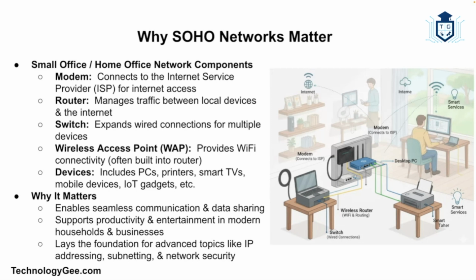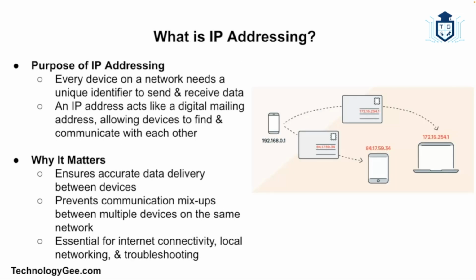SOHO networks typically consist of a modem to connect to your ISP, or internet service provider, a router to manage traffic between devices and the internet, switches for wired connections to multiple devices, wireless access points, which are sometimes built into the routers for Wi-Fi access, and devices like computers, printers, smart TVs, and much more. So now that we understand all of that, let's get into the networking portion, starting with IP addressing. All right, so exactly what is IP addressing?